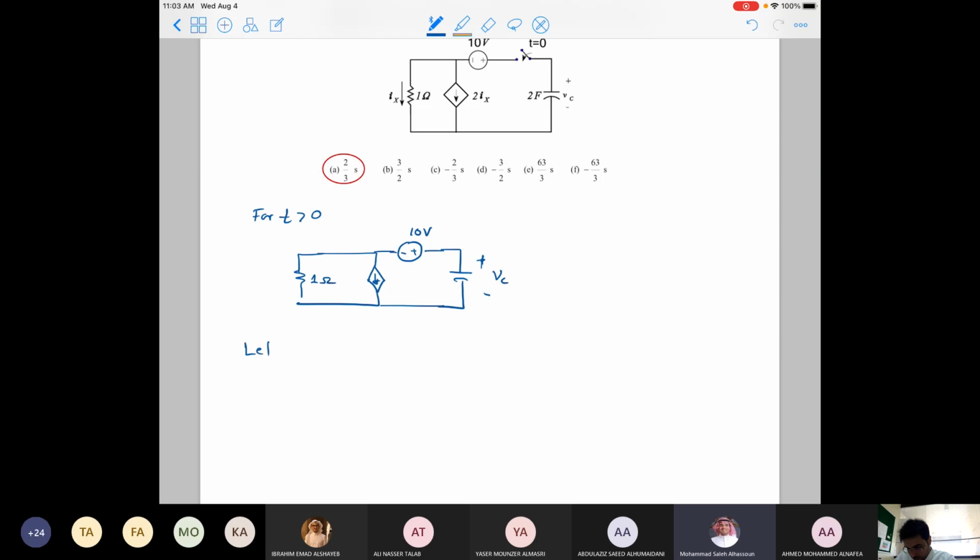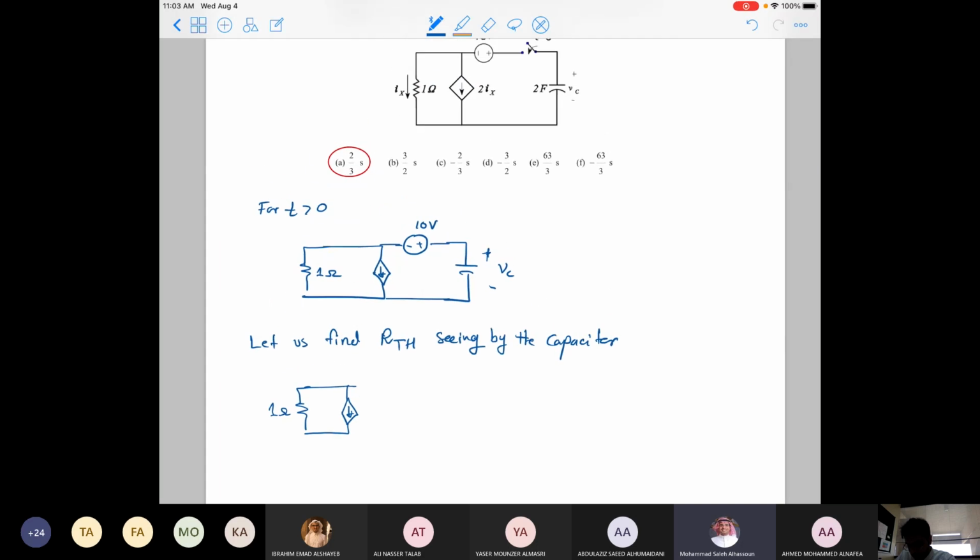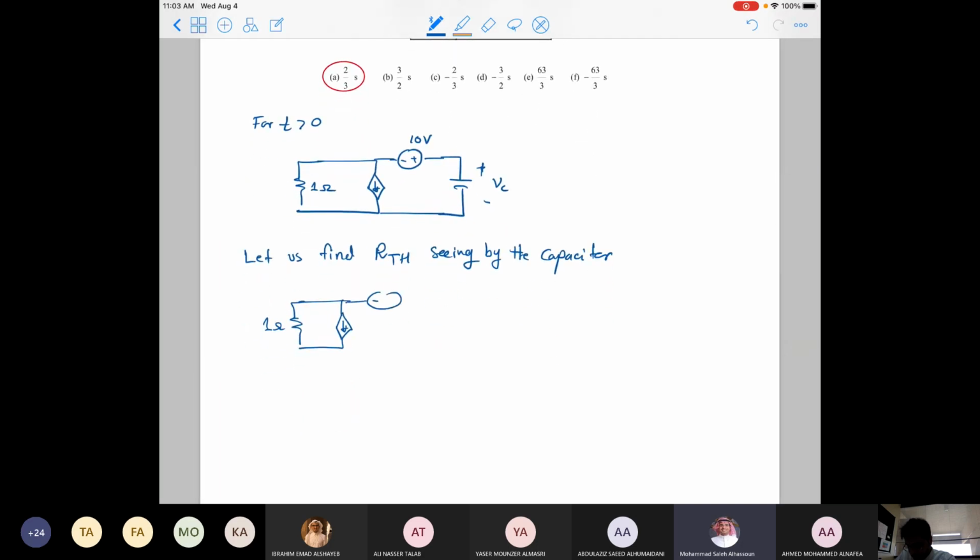Let us find R Thevenin seen by the capacitor. If we want to find the Thevenin resistance, first of all we need to disconnect the capacitor, because we're trying to find the Thevenin resistance seen by the capacitor terminals.